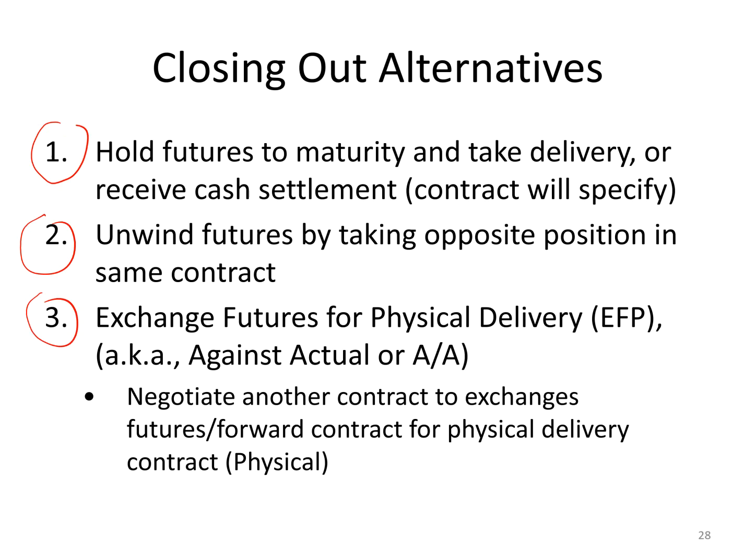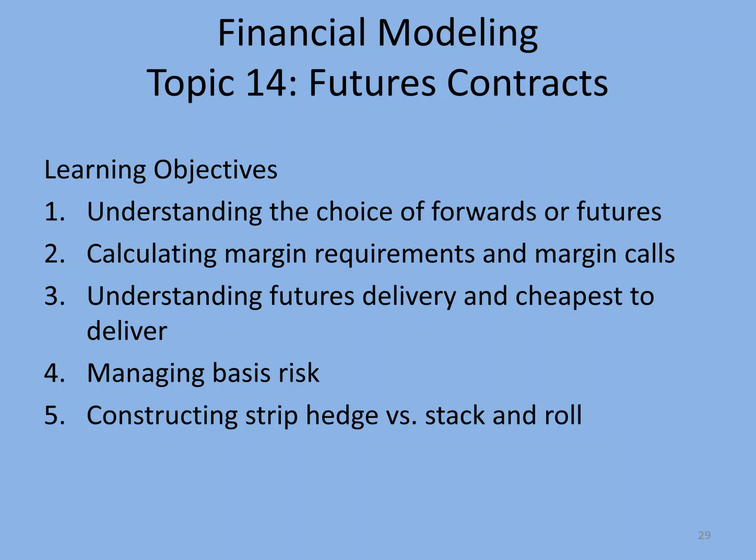There are firms out there that will take your futures contract and effectively give you physical delivery of an actual commodity. Sometimes they're called EFPs, for exchange of futures for physical delivery, or they're also called against actuals, or AAs. And basically you're just negotiating another contract to exchange your future or forward contract for the actual physical delivery at your specified location and quality and so on. So in this topic, we constructed strip hedges versus stack and roll hedges.